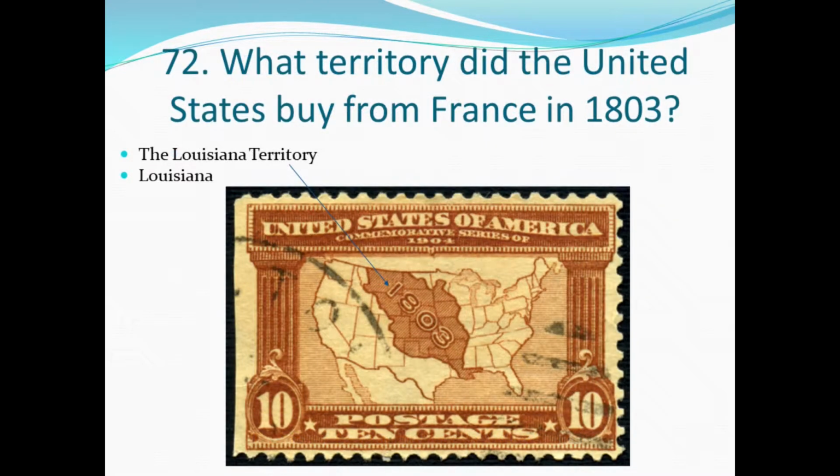Number 72. What territory did the United States buy from France in 1803? The Louisiana Purchase, or the Louisiana Territory. We purchased this from France, from Napoleon. France needed money quickly. And Thomas Jefferson knew that it was a good deal. It wasn't a popular decision at the time with a lot of people, but it was a decision he made and pushed for. So that is how we got the Louisiana Territory from France. That's the territory that we purchased from France in 1803.